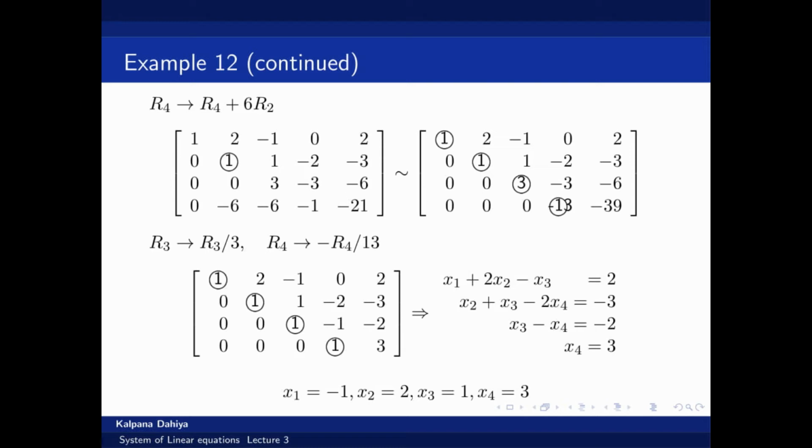If we see this system, it has a unique solution. And from the augmented matrix, we see that the rank of the coefficient matrix is 4, as well as the rank of the augmented matrix is also 4. Both are equal, and it is equal to the number of variables.